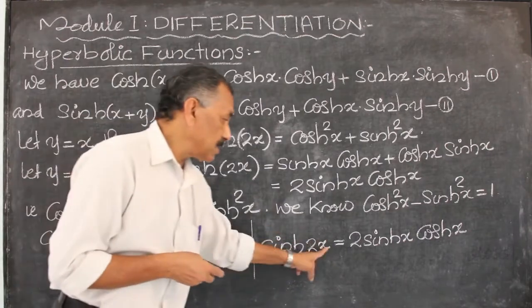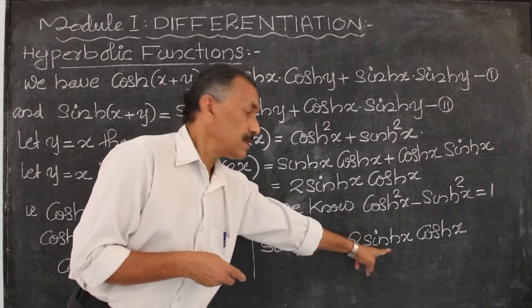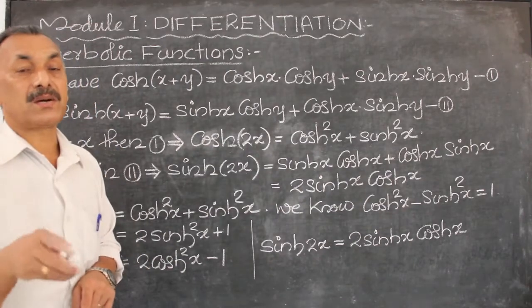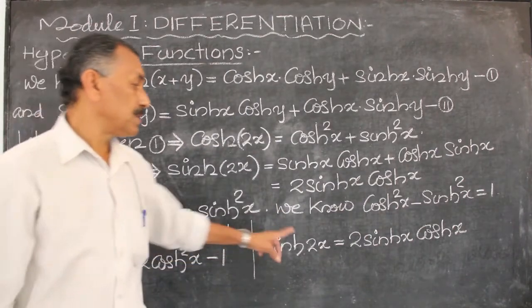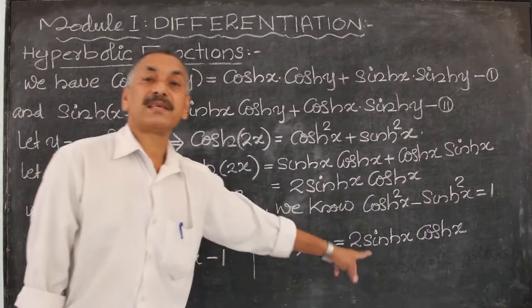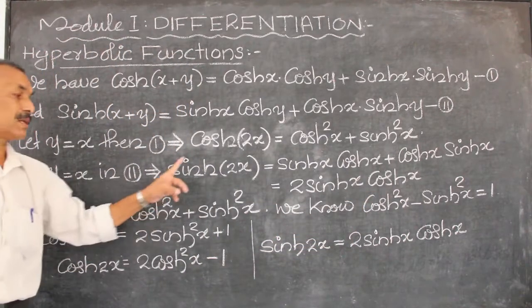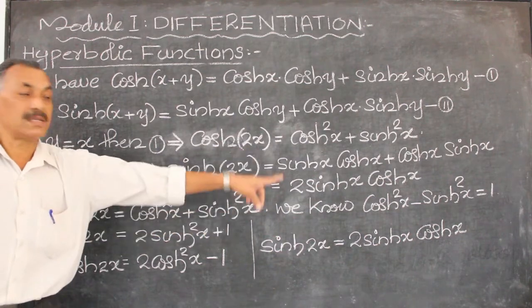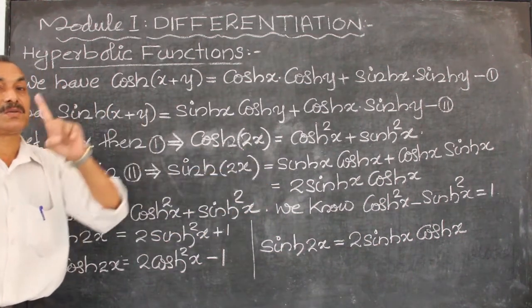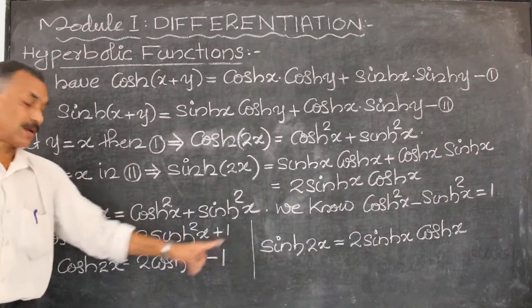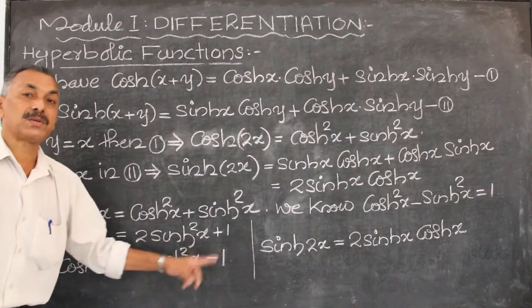Similarly, sinh 2 theta is equal to 2 sinh cosh x. Sin 2 theta is equal to 2 sin theta cos theta. In the same way, sinh 2x is equal to 2 sinh x cosh x. Cosh 2x is equal to cosh square x plus sinh square x. Cosh square x minus sinh square x is equal to 1. So cosh 2x is equal to 2 sinh square x plus 1, which is equal to 2 cosh square x minus 1.